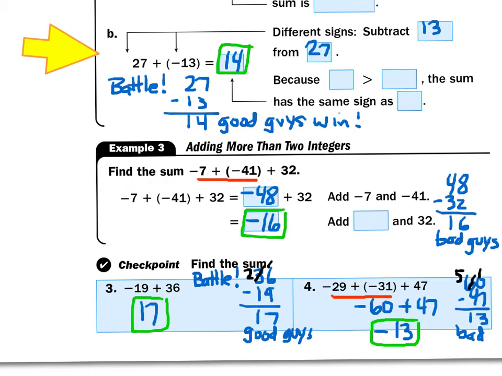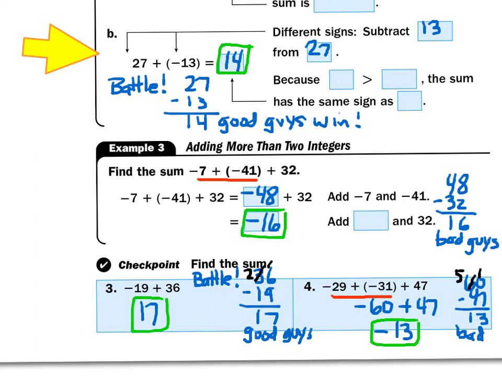So let's say I want to find the sum of -7 plus -41 plus 32. Well, I like to put all the negatives together first. So -7 plus -41 makes -48. And now -48 plus 32, they're going to battle. Okay, the negatives are going to win the battle, so I put them on top. And I put the losers on the bottom, and I subtract. I get 16. But remember, there are 16 bad guys, so it's -16 because the negatives had more.